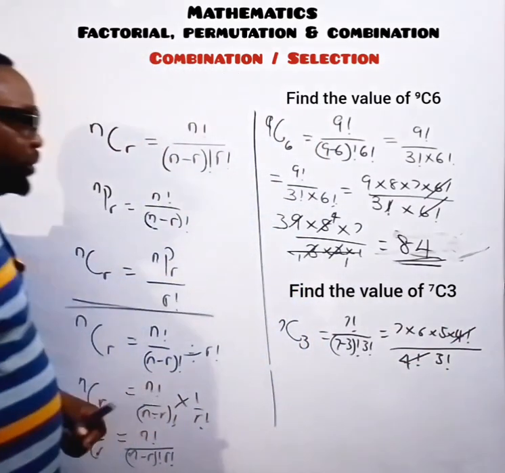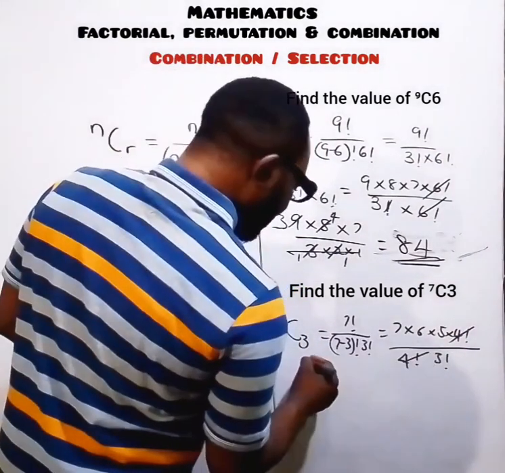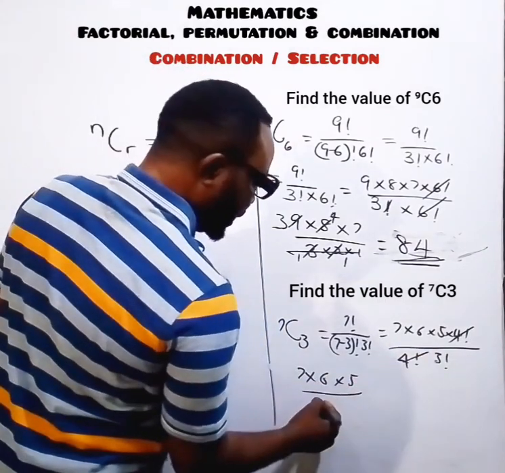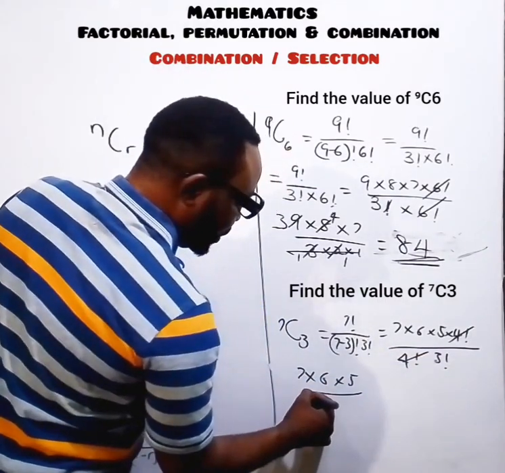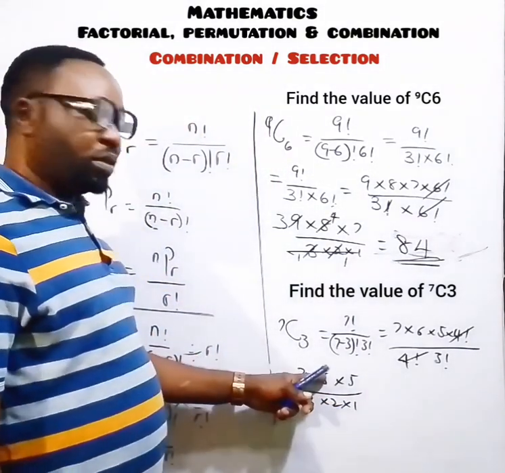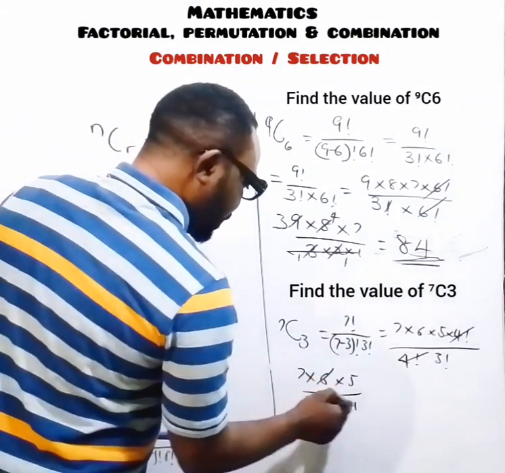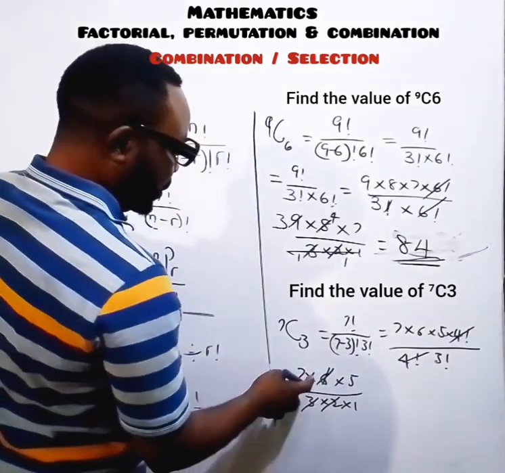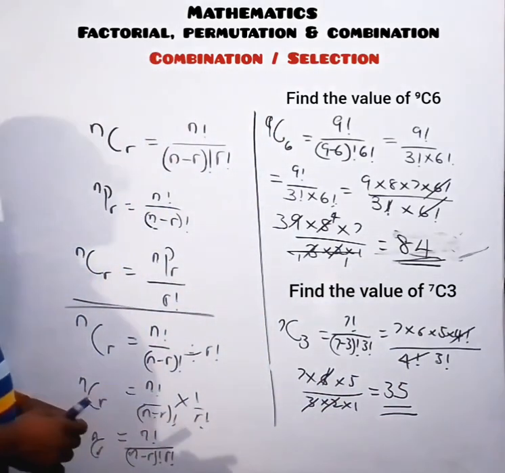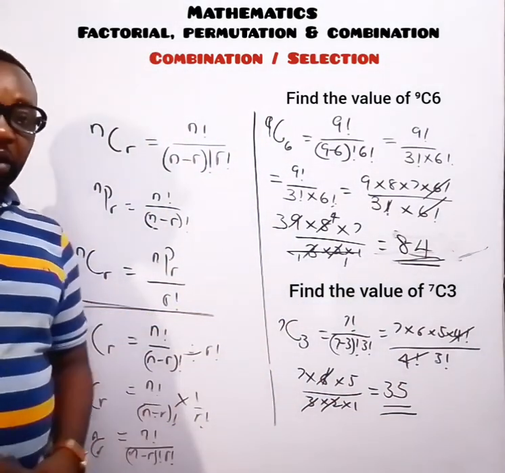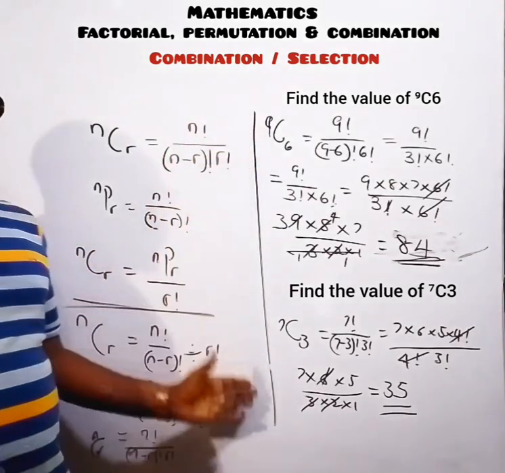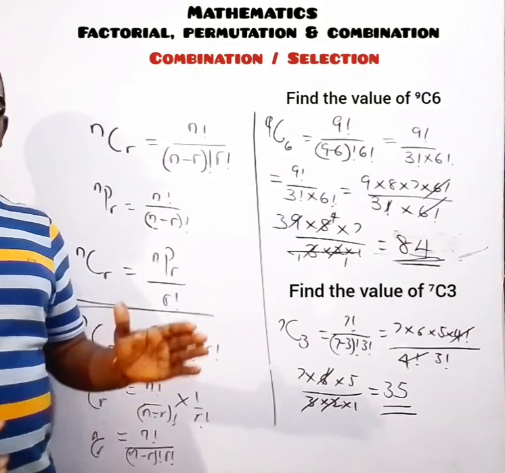When I cancel this off, I'm having 7 multiplied by 6 times 5 all over 3 factorial, which is 3 times 2 times 1. You can see that 3 times 2 times 1 can cancel the 6 here. So we're having 7 times 5, which is equal to 35. That is the answer to that particular question. That is how you solve some of these kinds of questions that have to do with combination.